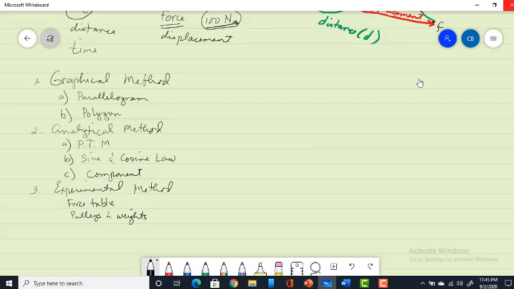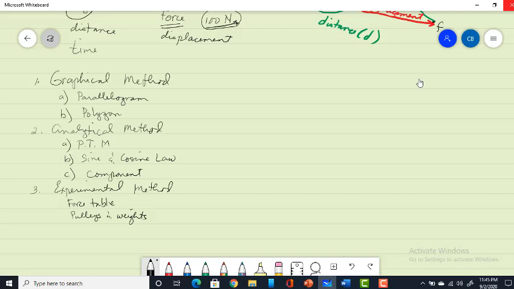There are different methods in vector addition. We have the graphical method. Under the graphical method, we have the parallelogram method and the polygon method, and also the analytical method. Under the analytical method, we have the Pythagorean theorem method. This is a special case for vectors forming a right angle. And the sine and cosine law, and the component method. And for number 3, we also have the experimental method of vector addition using force table, pulleys, and weights.